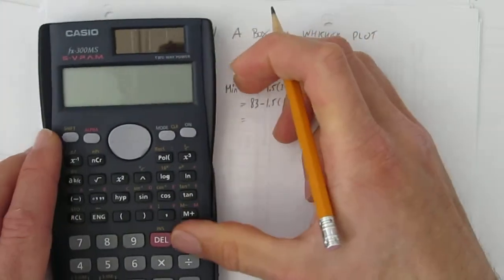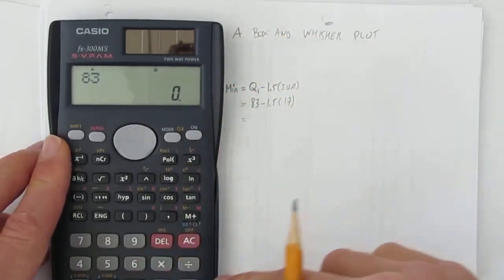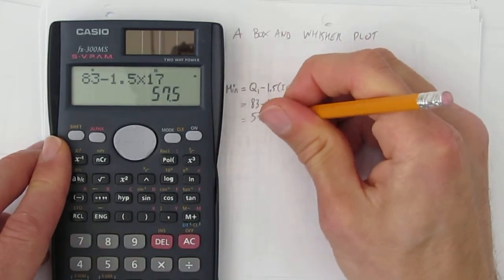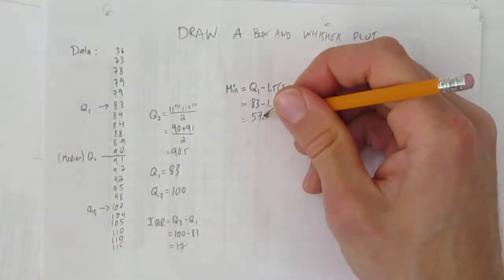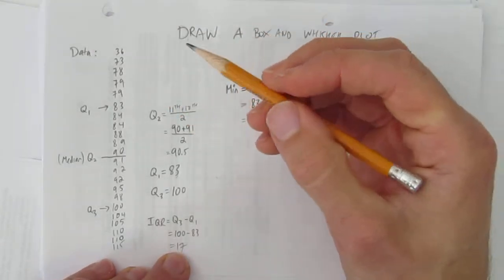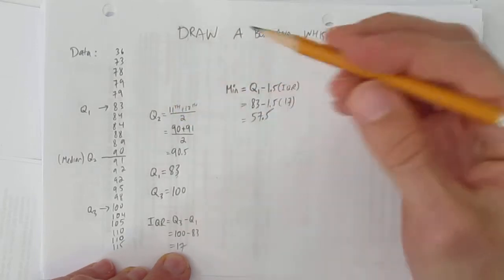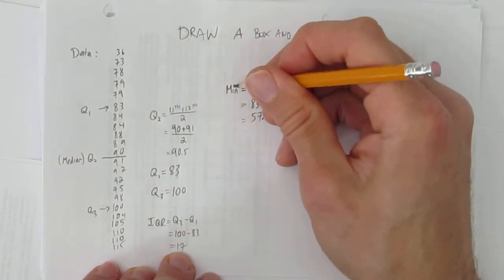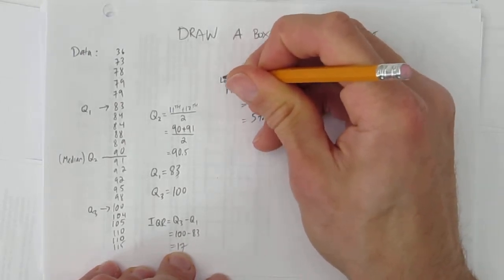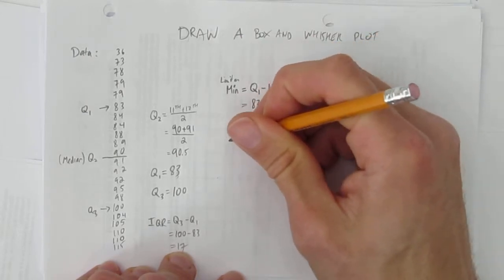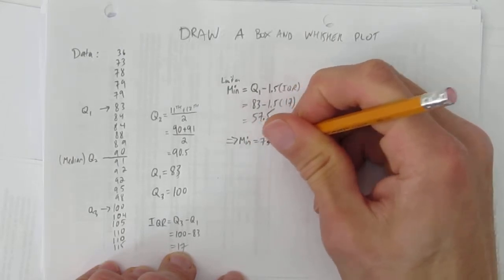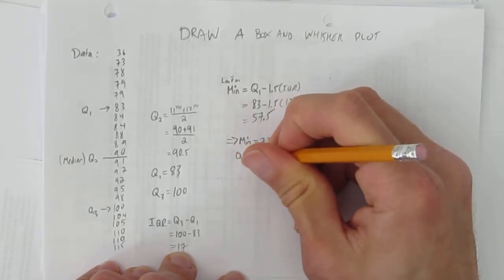Let's calculate that. What's 83 minus 1.5 times 17? You get 57.5. So the lowest minimum has to be at least 57.5 or bigger, which means this 36 is no good. This 73 is going to be our min. So this really wasn't the min; let's call it the limit on the min. The limit on the minimum was 57.5, which means the minimum is actually going to be 73. And an outlier is 63.